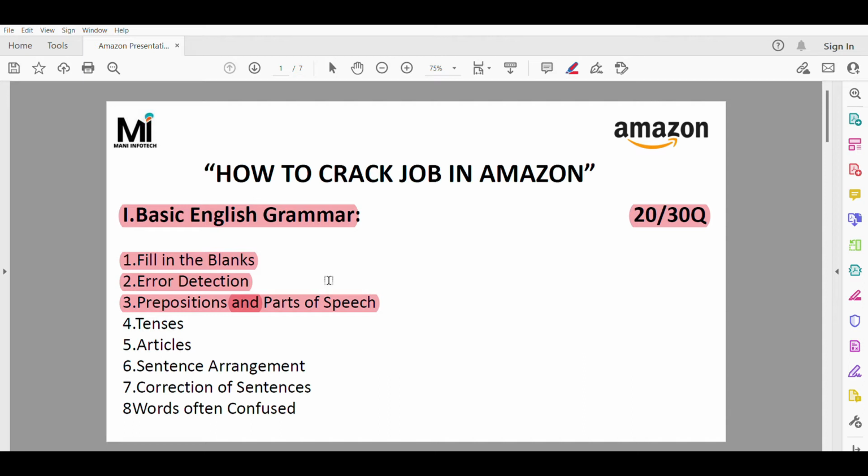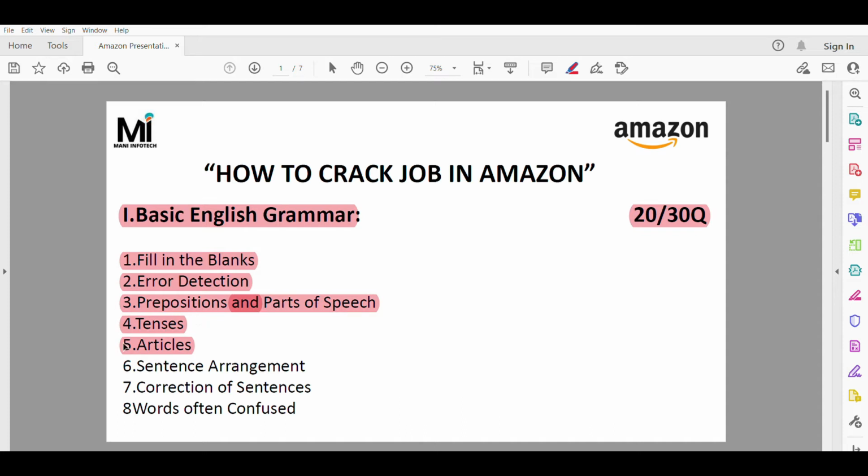Next, tenses and articles. For these also there are many blanks, and the sentence may be wrong, or there may be a change in the sentence, or the tense formation is wrong. So these two parts also come under error detection or fill in the blanks.